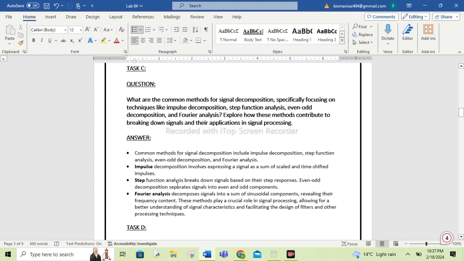Step function analysis breaks down signals based on their step response. Even odd decomposition separates signals into even and odd components. Fourier analysis decomposes signals into a sum of sinusoidal components, revealing their frequency contents. These methods play a crucial role in signal processing, allowing for a better understanding of signal characteristics and facilitating the design of filters and other processing techniques.